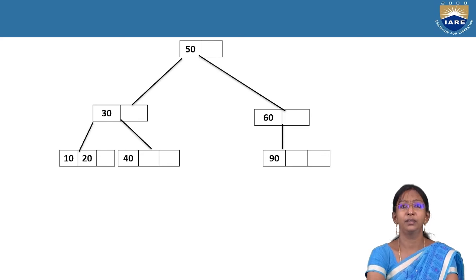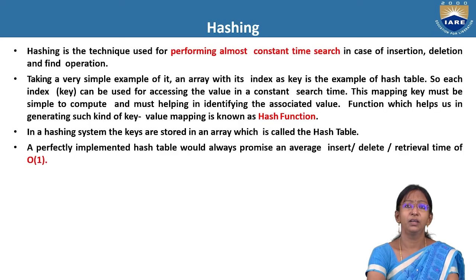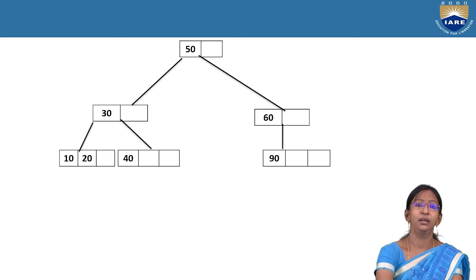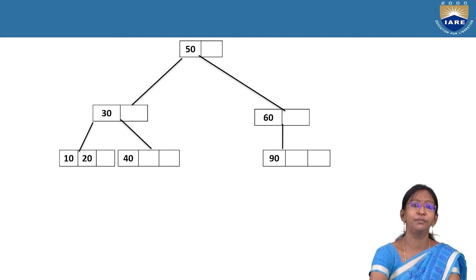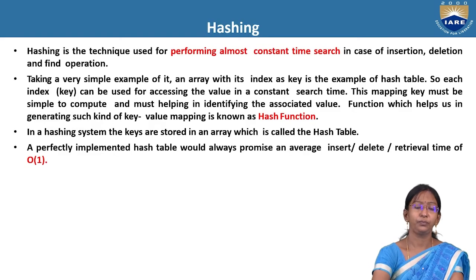Next, deletion of the 100, right? So when you remove 80 also, 60 will have only one right child, which is 90. So this is the deletion.